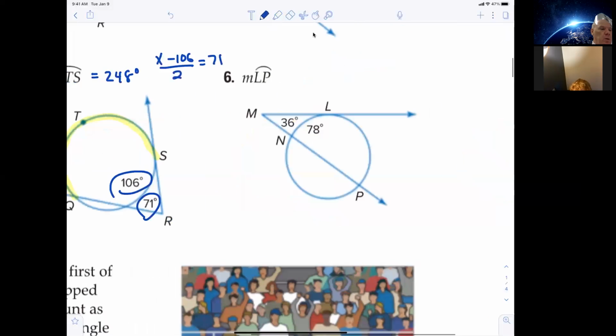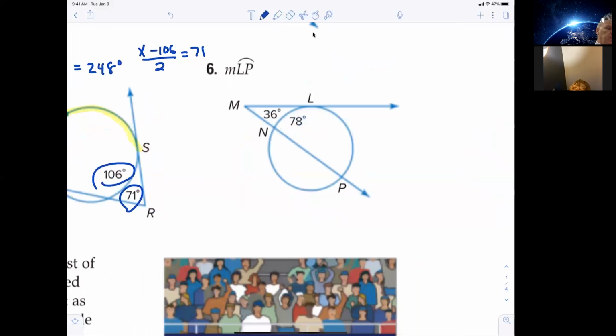Okie doke. I need help with LP. Say it. Somebody said 150 degrees. I'm not sure if that's good. Everybody okay with that? 150? All right.